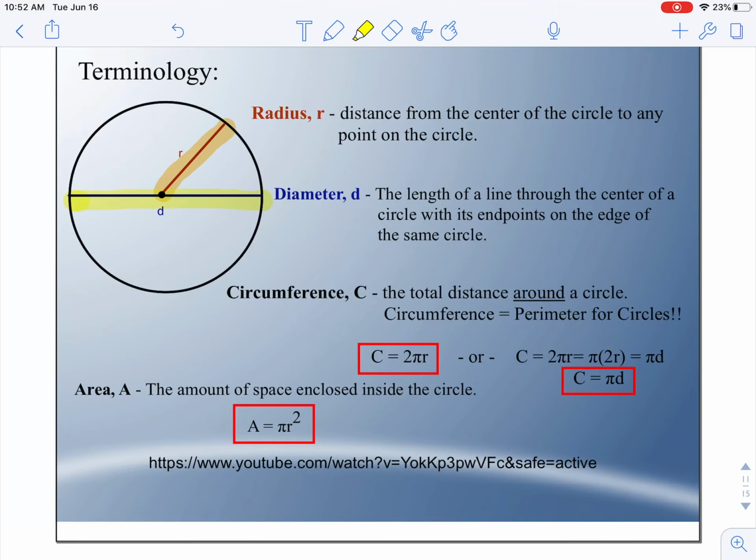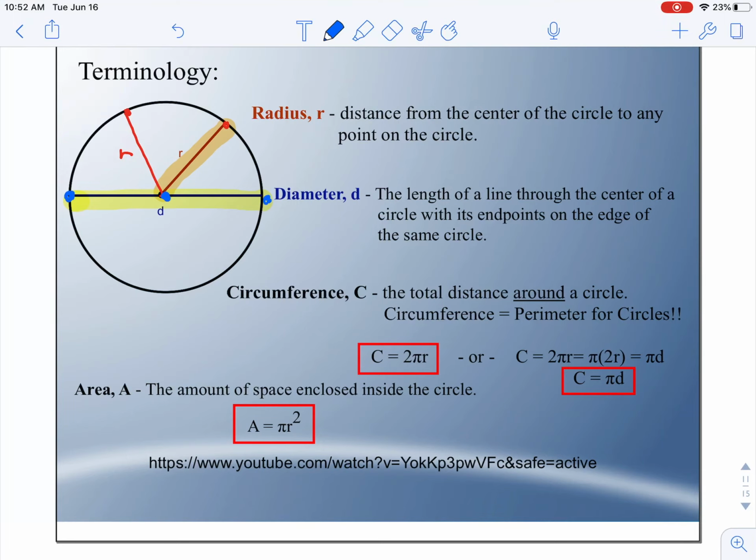I know you already know what they are, but the radius is the distance from the center to any point on the circle. So you could draw in an infinite number of radii, and all of those radii together form the circle. So here's one point on the circle, here's another, and then they continue going. Diameter is the length of the line through the center with endpoints on the same circle. So here's our endpoints right here, and it goes through the center. So that's important as well.